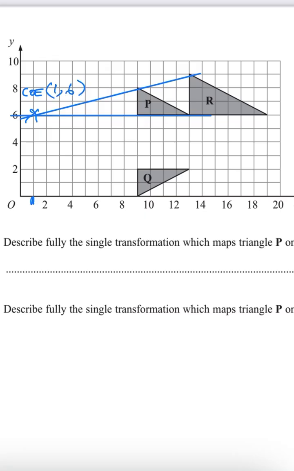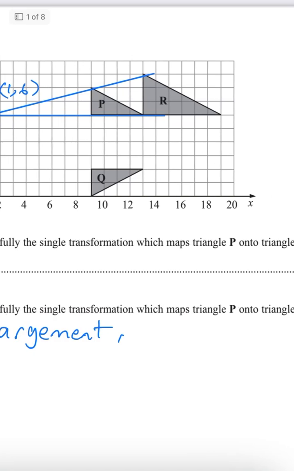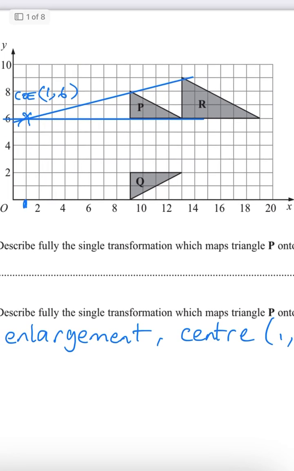So we can actually start to put some of this information into the answer. Describe fully. We begin with enlargement, which gives you 1 mark. Now, you can be really brief with the words here. It doesn't have to be very wordy. Center, and the coordinates we just found there, which was 1, 6. Then the final thing is to work out the scale factor.